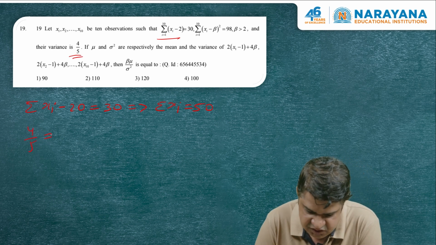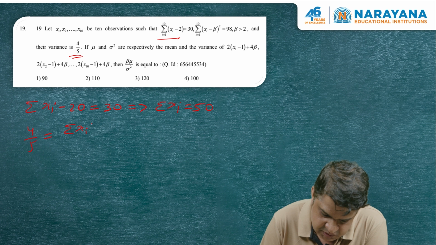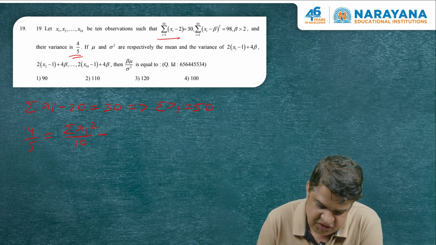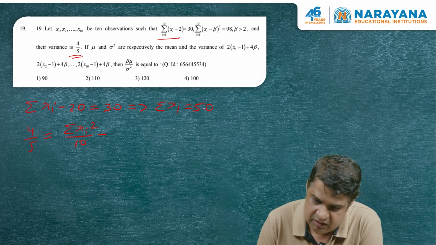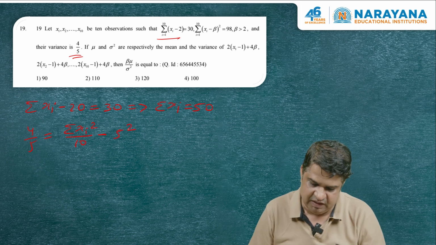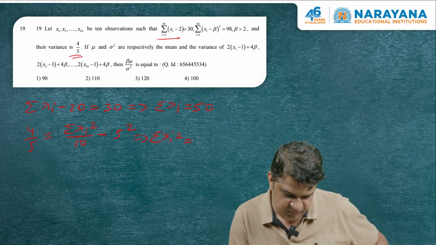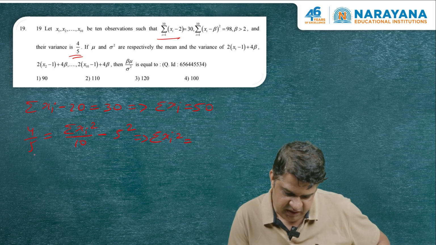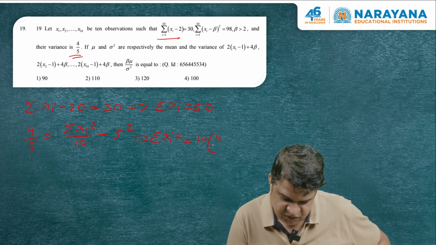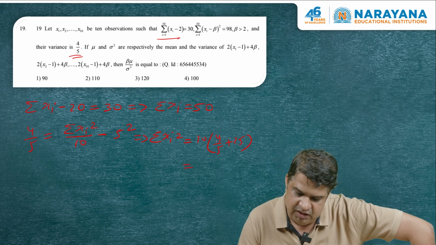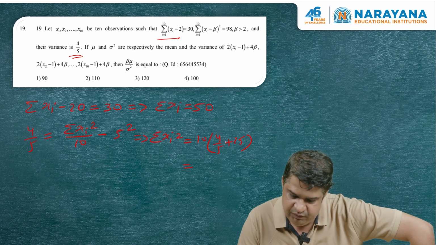So, 4 by 5 is equal to the variance formula, that is summation xi square by 10 minus mean square. Summation xi is 50, and the total number of observations is 10, so obviously mean is 5. So, it is 5 square. From here we will get summation xi square. Now, what is summation xi square? It is 10 times (4 by 5 plus 25). So, 25 into 5 is 125, 125 plus 4 is 129.